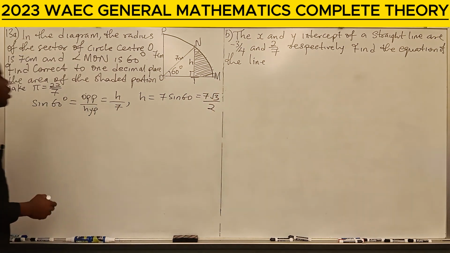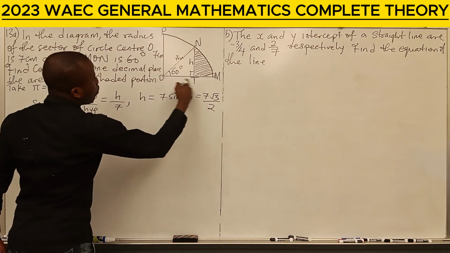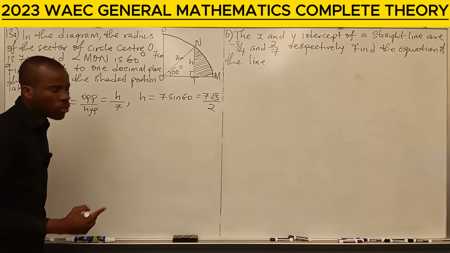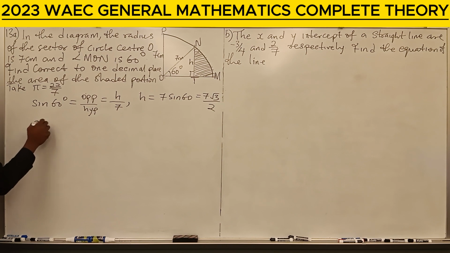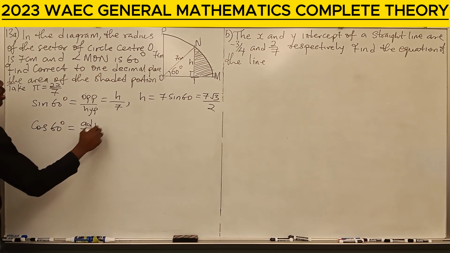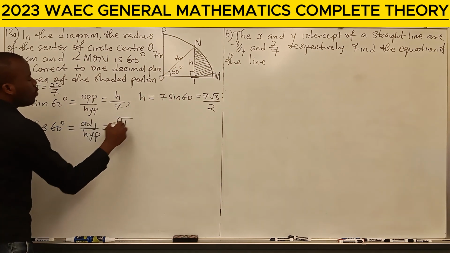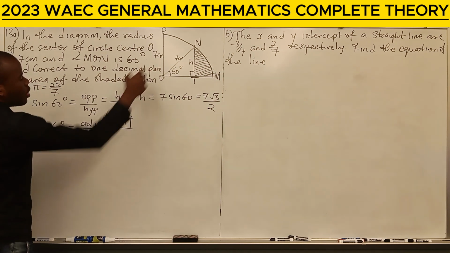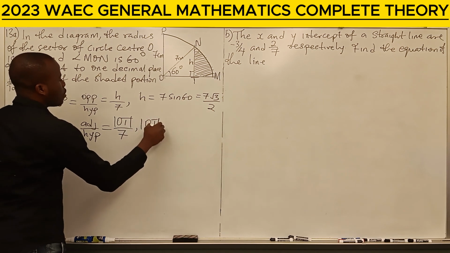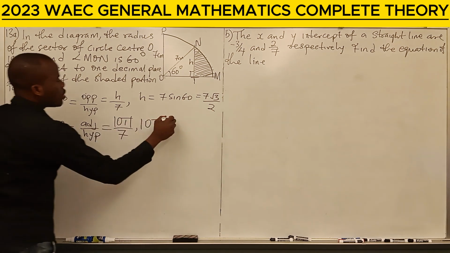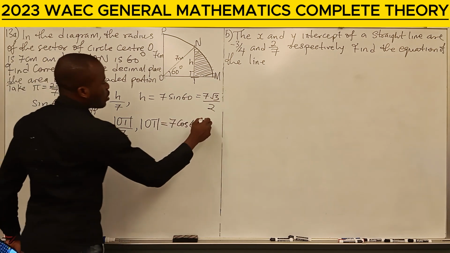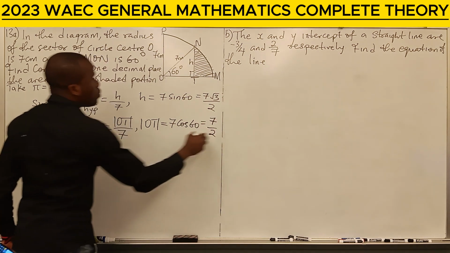The next we'll look for is the base of the triangle, OT. And for us to do that, we'll use trig ratios again, which is cos. Cos 60 is adjacent over hypotenuse. And adjacent is OT, which is what we are looking for. Line OT over hypotenuse is 7. So that line OT is 7 cos 60. Cos 60 is 1 over 2 and times 7, which is 7 over 2.